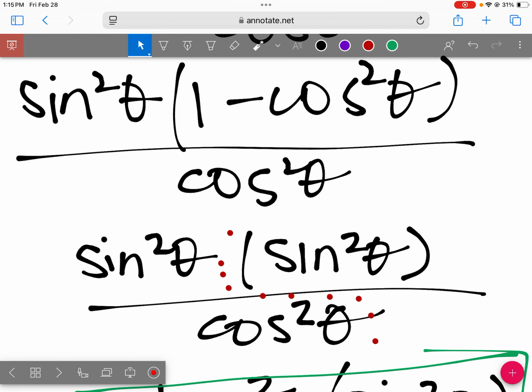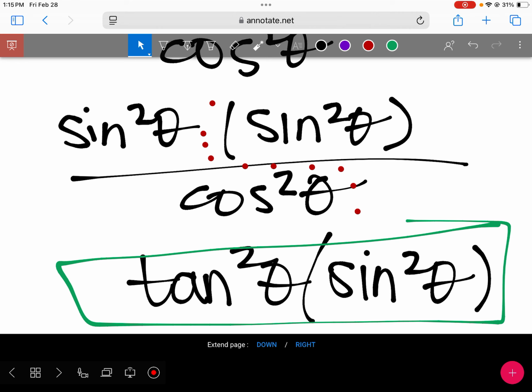And I wrote these little red dots because we can just pull the cosine squared over, and that gets used up by the first sine squared. Sine squared over cosine squared is tangent squared. And then we still just have this sine squared. And we needed tangent squared times sine squared. That's what we wrote, but how do you just separate the sine squared?